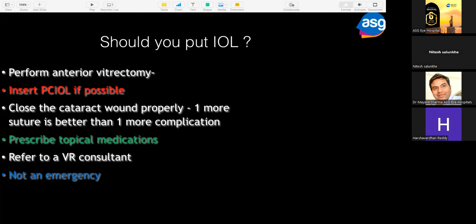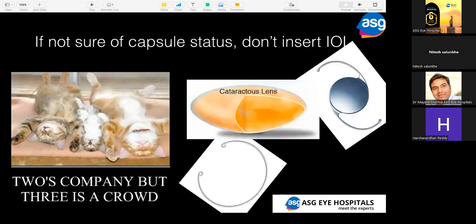After this, like we spoke about wound closure, one extra suture is way better than having one more complication. Once you've done this, always refer the patient to a retina consultant. I feel like any PCR with even mild vitreous disturbance should be seen by a retina surgeon, because you never know, sometimes while manipulating the vitreous, there might be some mild traction, there might be a small break somewhere in the periphery. So it's always better to refer the patient. Obviously, we all know it's not an emergency, but it's definitely important nonetheless.